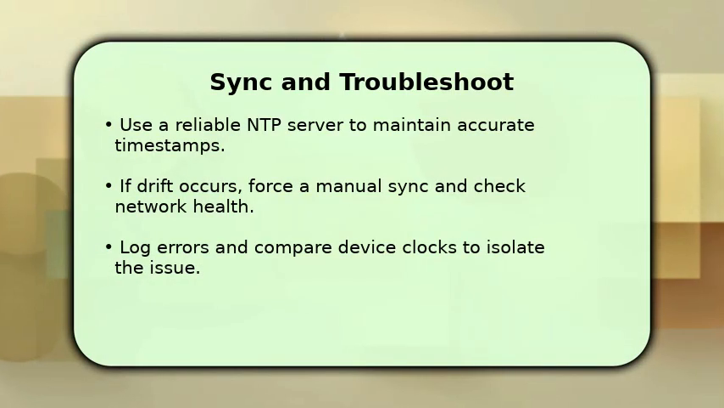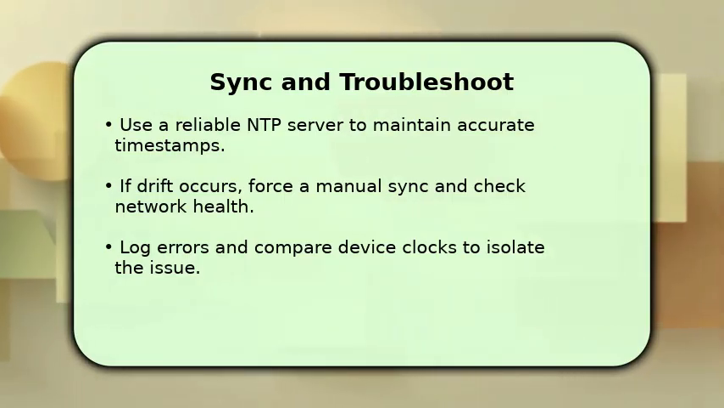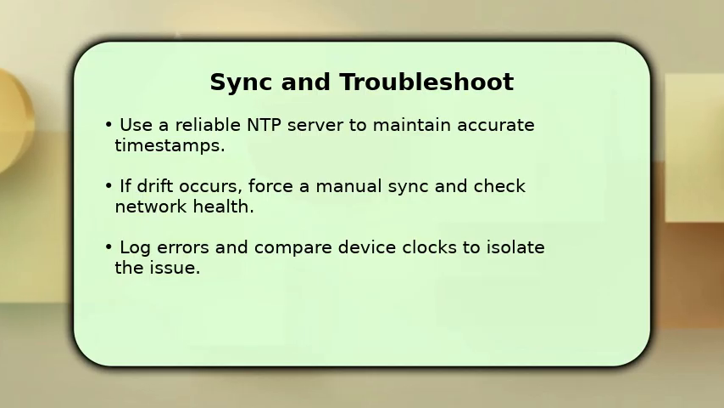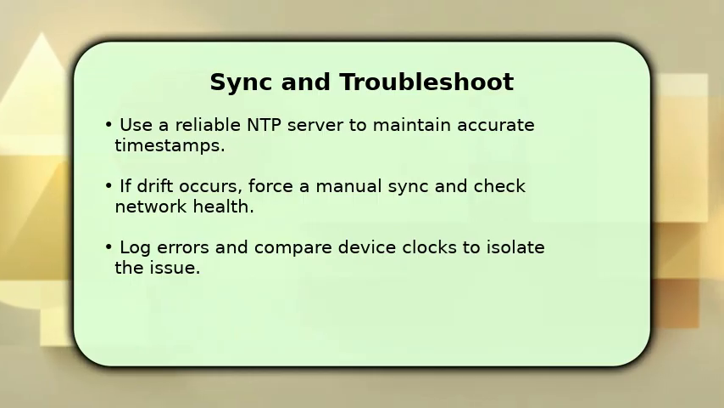To keep time accurate, configure a trusted NTP server and set reasonable sync intervals. If you notice drift, perform a manual synchronization and inspect network latency or firewall issues. Check device battery and power settings that may affect clock stability. Compare timestamps across devices to identify outliers and consult logs for recurring errors.